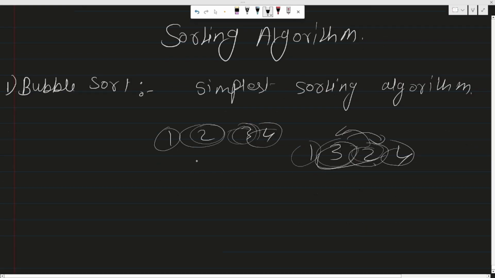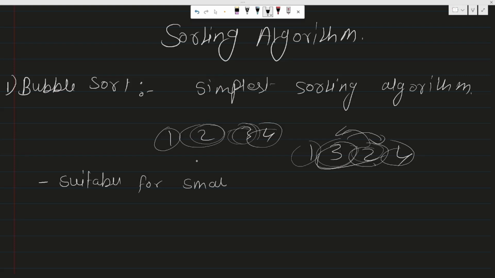It's suitable for small data sets, but inefficient for large ones.